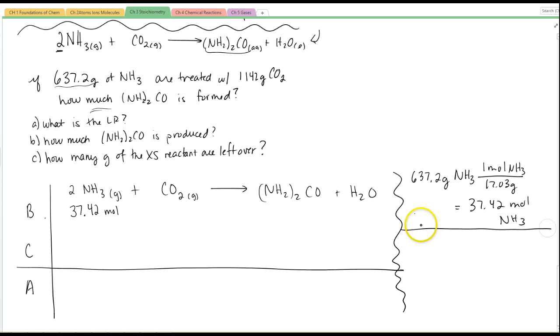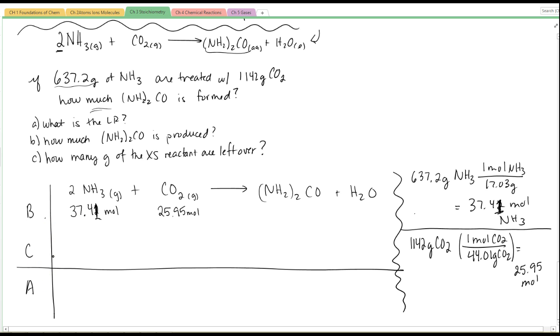I also then need to convert the 1,142 grams of carbon dioxide to moles of carbon dioxide, which the molar mass of carbon dioxide is 44.01. Remember, just 4 sig figs. And that gives me a total of 25.95 moles. Okay, so I put 25.95 moles here. So I'm starting with 37.41 moles of ammonia, 25.95 moles of carbon dioxide, and none of the product because that reaction has not taken place yet.